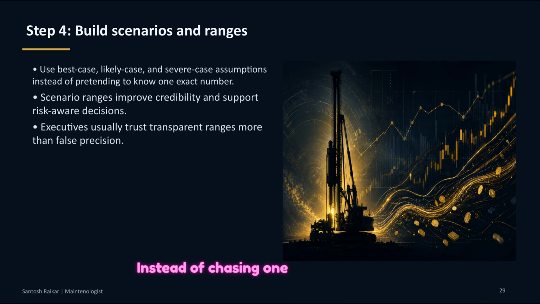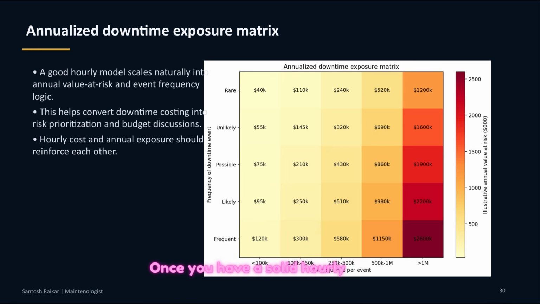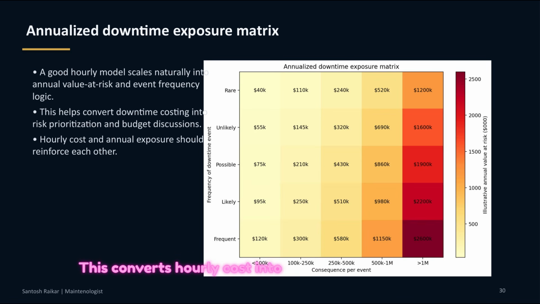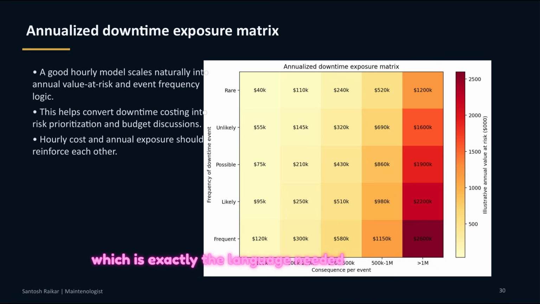Instead of chasing one perfect number, Step 4 suggests building scenario ranges. Providing a likely case alongside best and severe cases builds credibility with executives because it acknowledges the inherent risks and uncertainties of industrial operations. Once you have a solid hourly model, you can scale it into an annualized downtime exposure matrix. This converts hourly cost into a value-at-risk discussion, which is exactly the language needed to justify long-term reliability budgets.